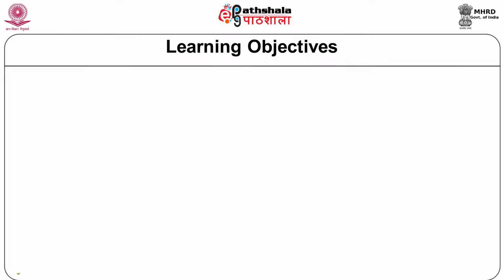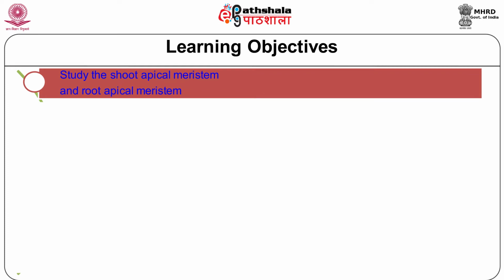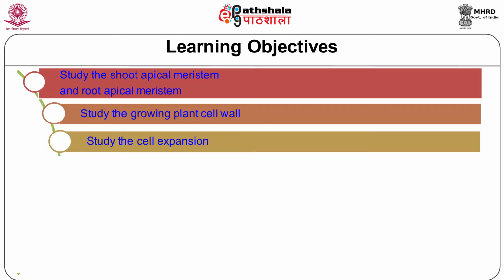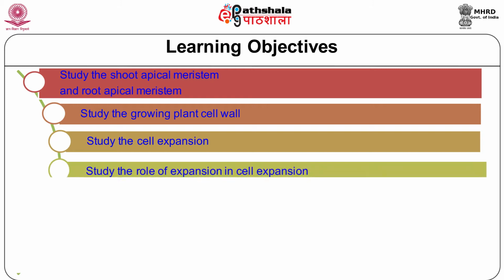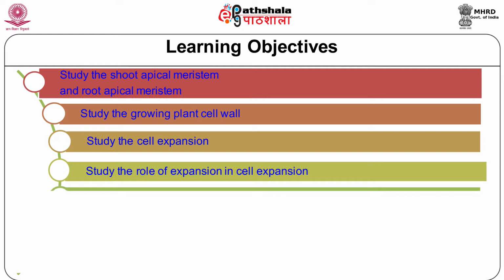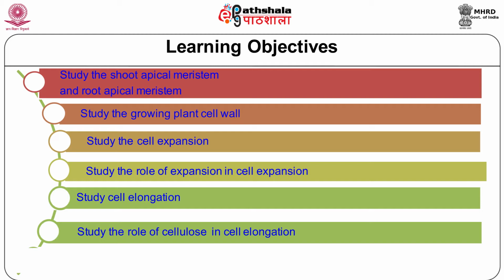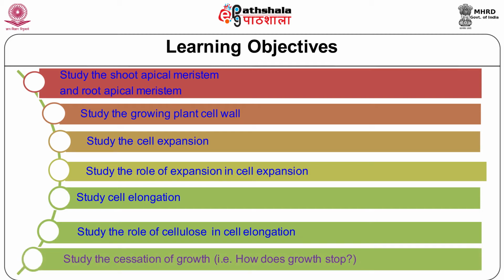In this module we will study the mechanism of plant cell expansion and cell elongation. The learning objectives are: study the shoot apical and root apical meristem and the overview of cell growth, study the growing plant cell wall, study cell expansion, study the role of expansin in cell expansion, study cell elongation, study the role of cellulose in cell elongation, and study the cessation of growth, that is, how does growth stop.